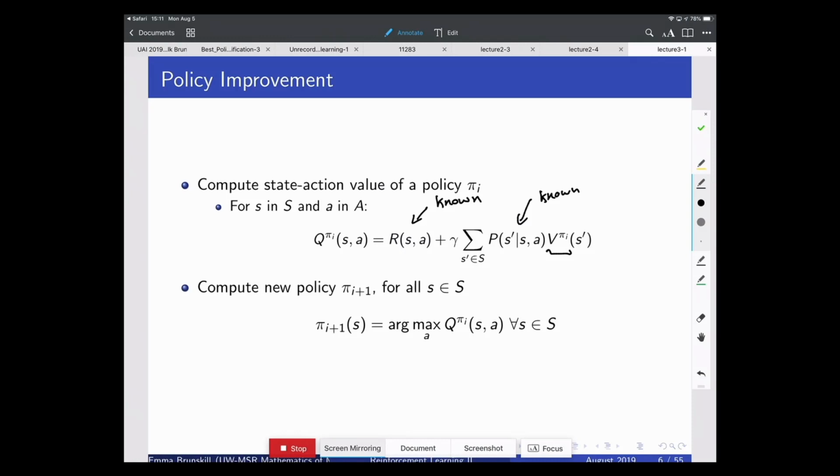And so then if we want to do a step of policy improvement, we can just be greedy with respect to the Q value. What this Q value tells us is the expected discounted sum of future rewards if you take this action and then follow policy pi. Now I'm going to compute a new policy, pi_{i+1}, which is greedy with respect to that. So this would be called greedy with respect to Q pi_i. And that's going to be our policy improvement step.